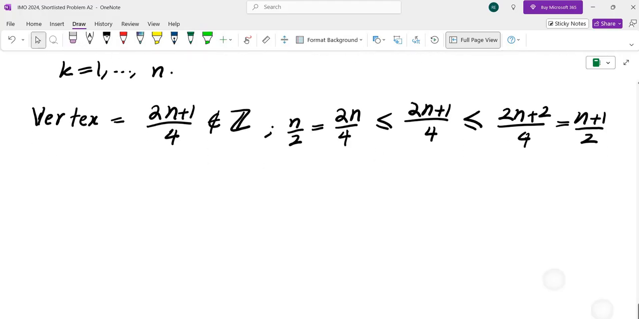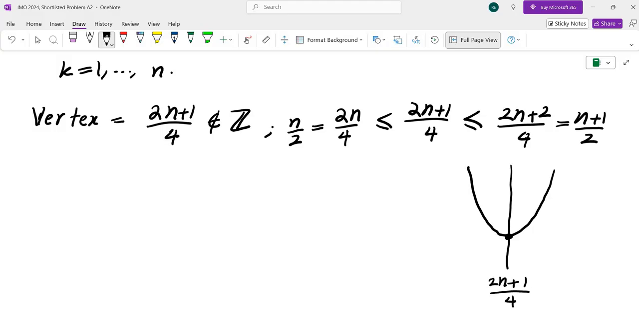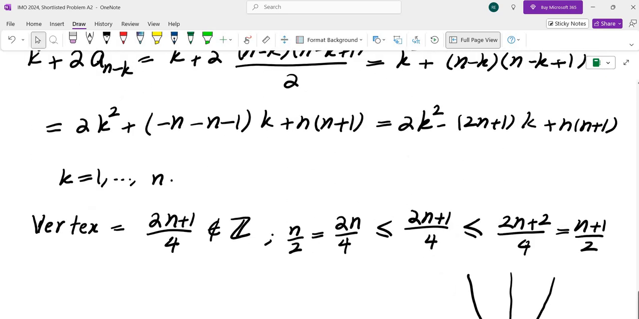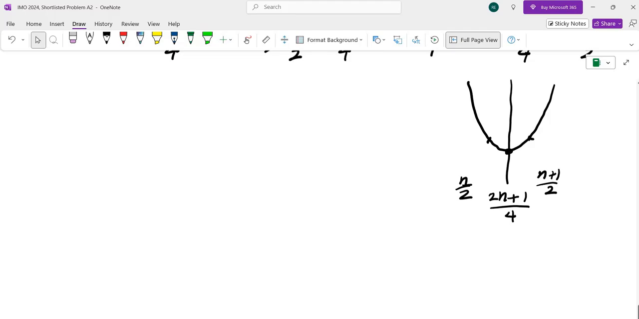And the reason is this is a quadratic, and the vertex is here. The vertex is (2n+1)/4. And then we have to look at right here and right here, which are (n+1)/2 and n/2. We go either 1/4 down or 1/4 up. One of these two is an integer. Now we take this and plug it in, and the minimum would have to be that.